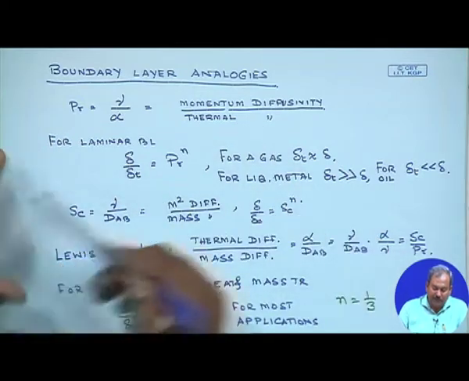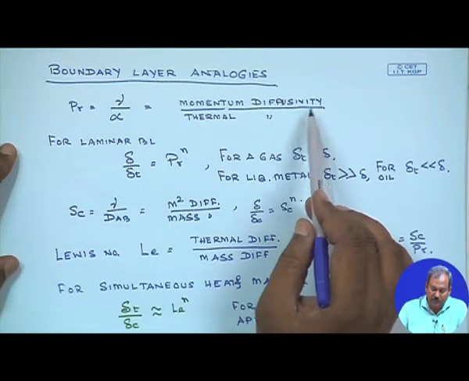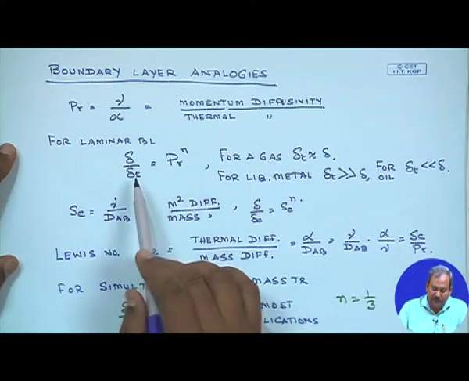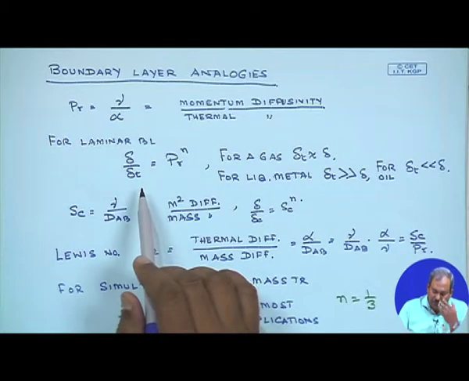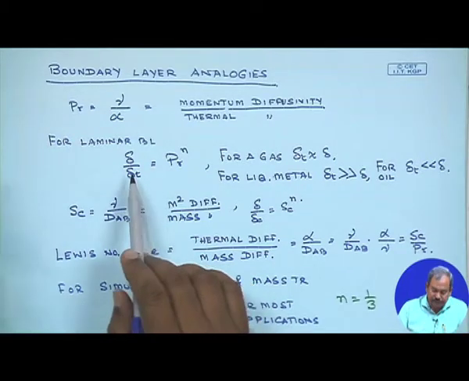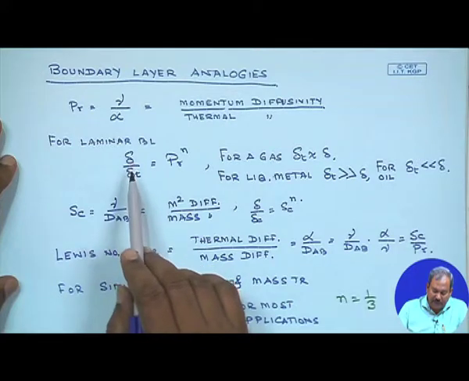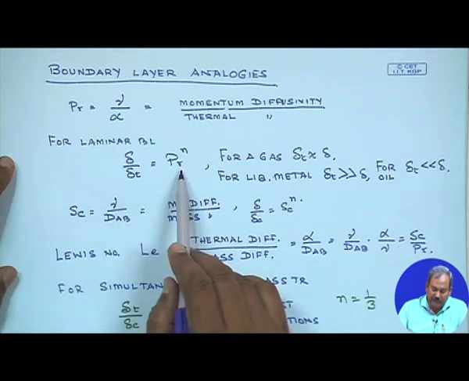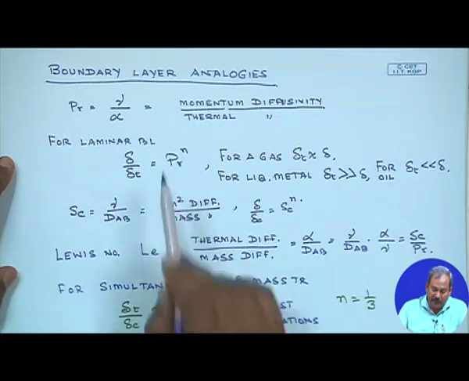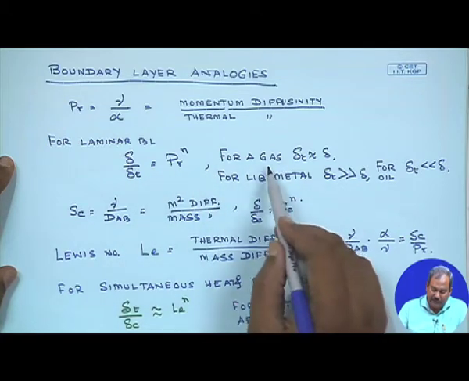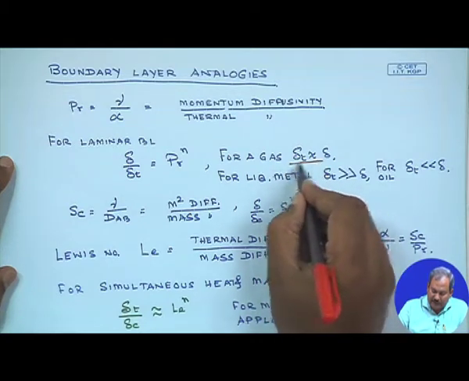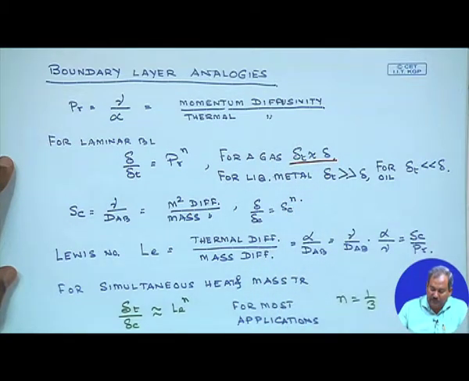So, the Prandtl number is essentially a ratio of momentum diffusivity by thermal diffusivity, and it can be seen from the results of delta and delta T, that is the hydrodynamic boundary layer thickness divided by the thermal boundary layer thickness, is equal to Prandtl number to the power n. And for a gas, since the gases are very well mixed, the thickness of the thermal boundary layer delta T would be equal to the thickness of the hydrodynamic boundary layer.